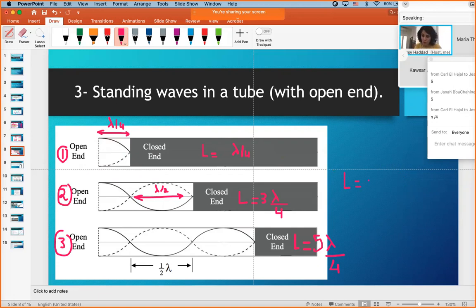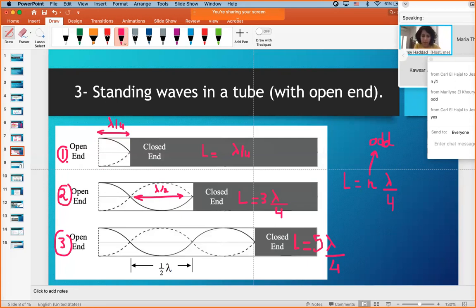N lambda over 4. Can you tell me a bit, Carl, what is N? So is N an integer? All integers are allowed. Yes, only odd. Thank you, Marilyn. So we're going to take only the odd values. And to take the odd values, you're going to see in the course, it's going to be written as 2n plus 1. 2n is always even, plus 1 is always odd. So 2n plus 1, lambda over 4.